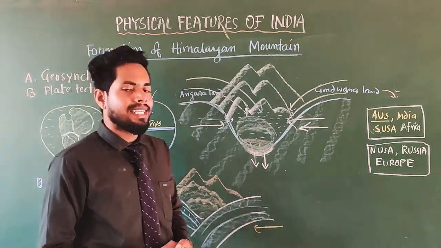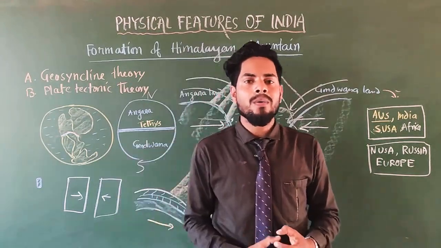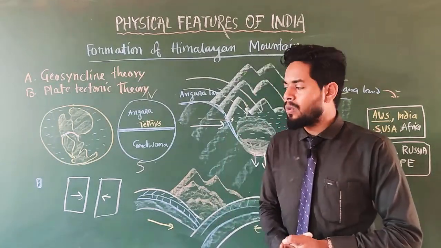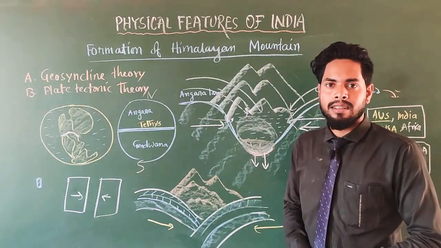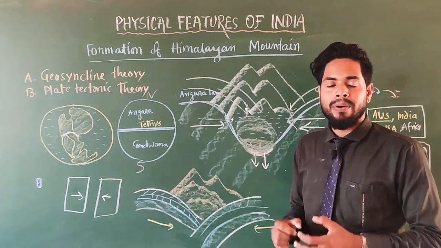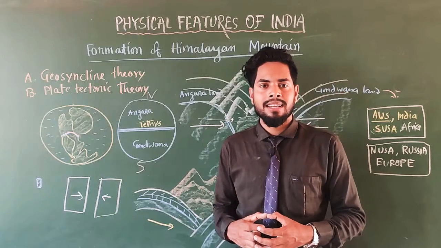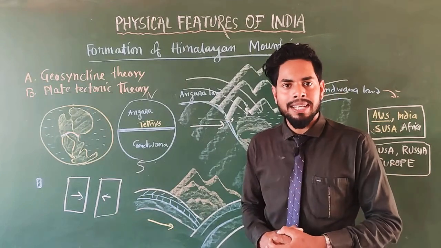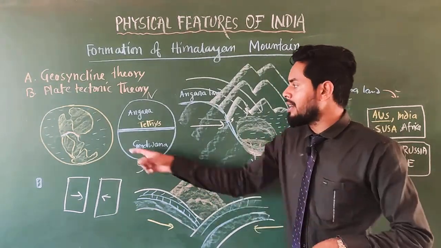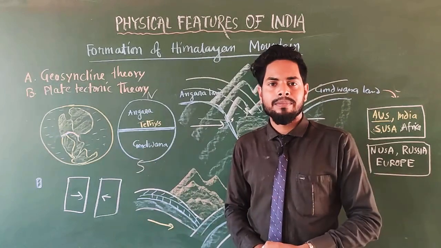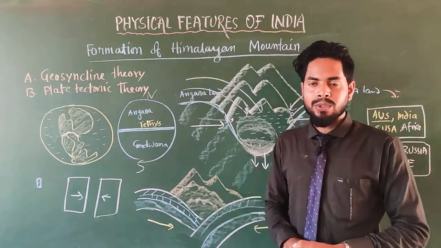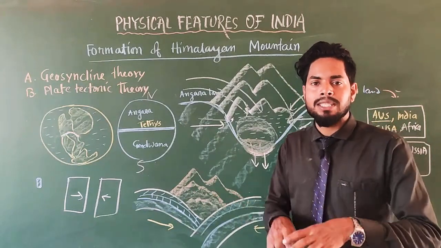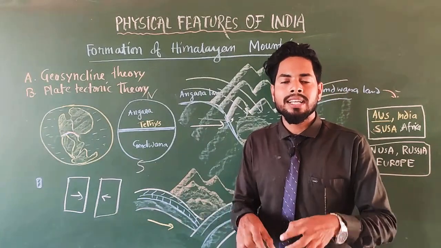Through the Geosyncline Theory, we try to understand how the Himalayan mountains were formed. After that, we discuss the Plate Tectonic Theory. We all know that our lithosphere is divided into several parts, each part known as a plate, and these plates form the earth's surface. Due to the movement of these plates, they collide with each other.